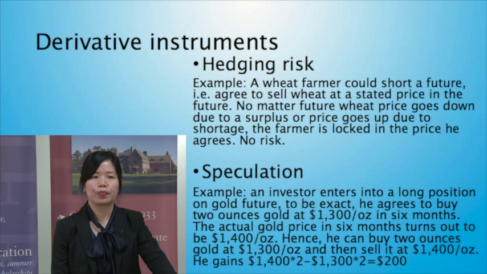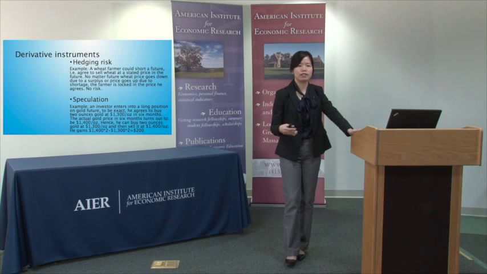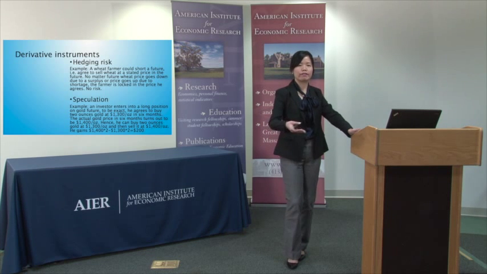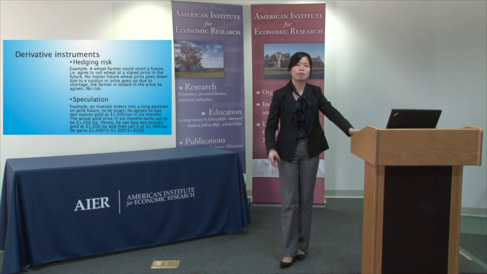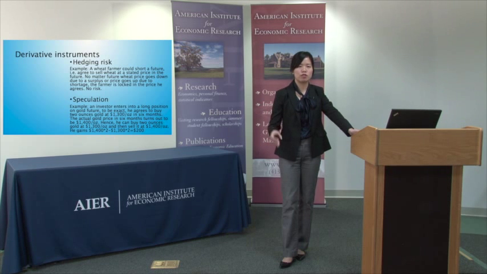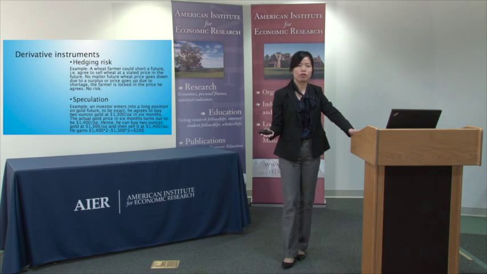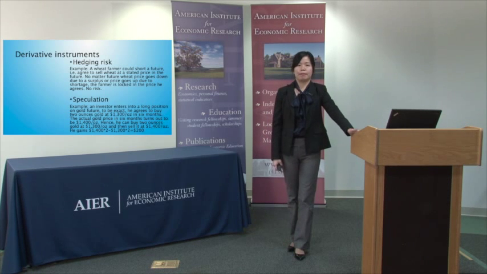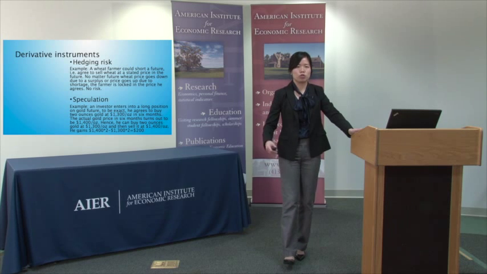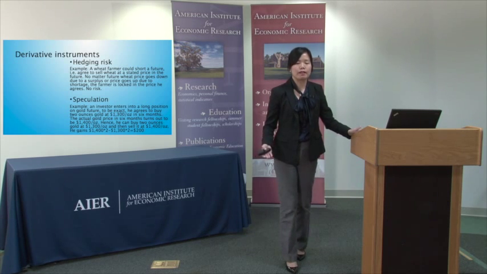You agree to buy gold from me. So I'm the seller. I entered a short position. You have the long position. You agreed to buy 2 ounces of gold with me in 2 months for $1,300 an ounce. So what happened? In 2 months, the actual price of the gold in 2 months is $1,400 per ounce.